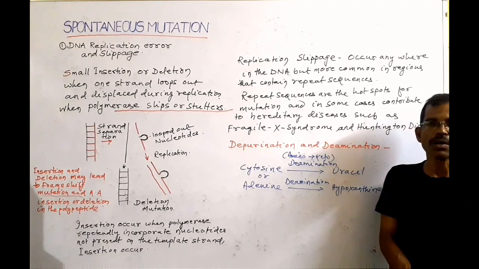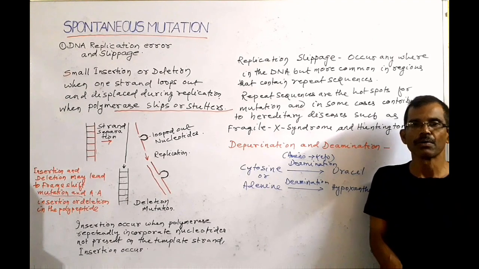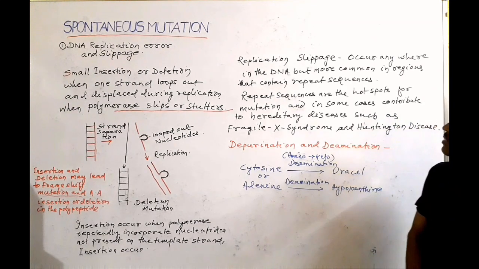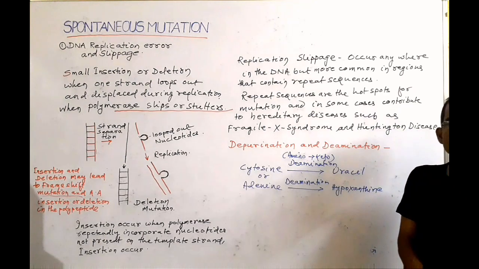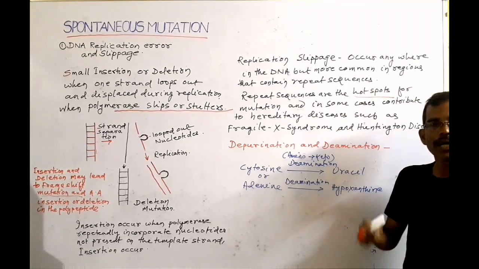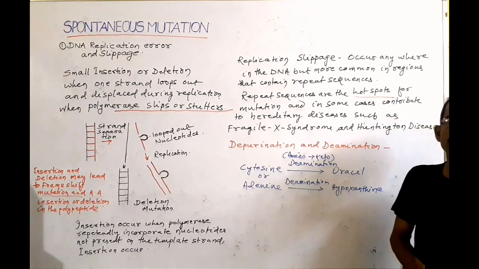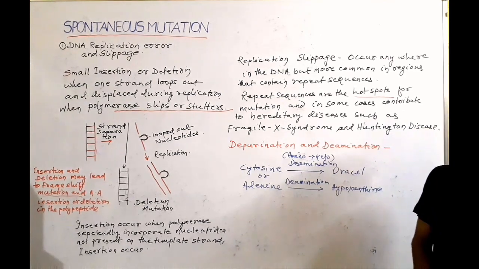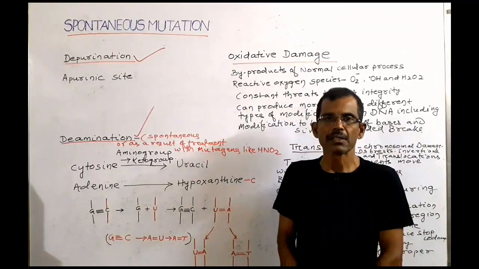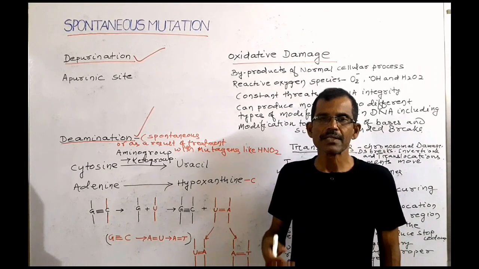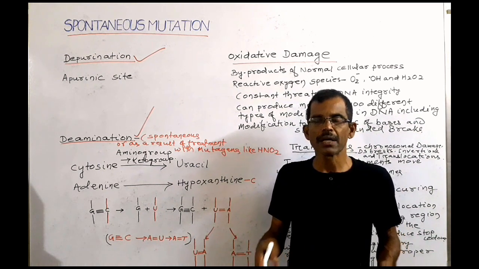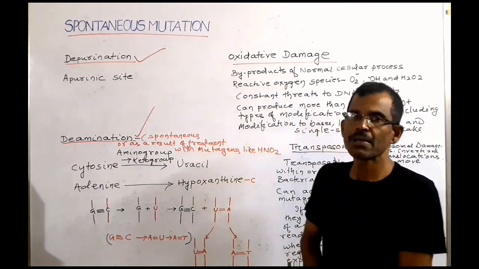Replication slippage can occur anywhere in the DNA molecule, but it is more common in the regions containing repeat sequences. Such repeat sequences are the hotspots for mutation, and in some cases it contributes to some hereditary diseases like Fragile X syndrome and Huntington's disease. Replication slippage involves misalignment of DNA strands that commonly occurs during the replication of repeated sequences.